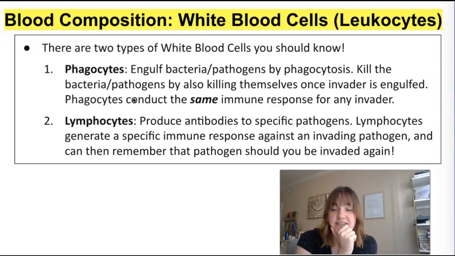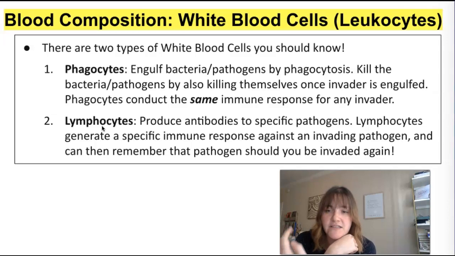Oh my gosh, I see this invader. I need to try and kill it immediately. And they will always do that same immune response. Whereas lymphocytes might be a little bit slower to respond, but they create a specific immune response against that invader, kind of like figuring out that invader's weakness and then playing off of that weakness.